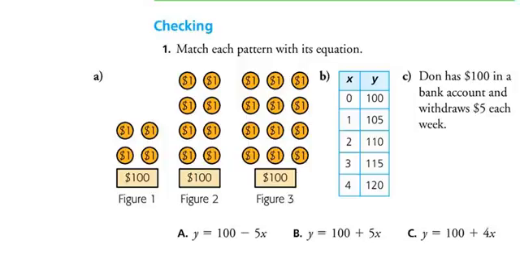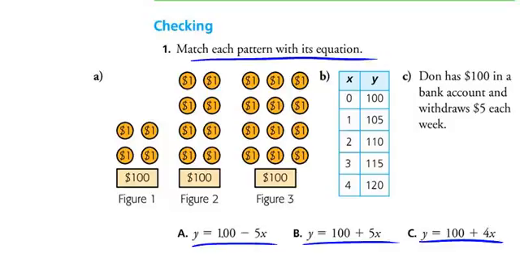Okay, so let's take a look at some of these homework questions. First it says match each pattern with its equations. So we've got three equations down here. They all seem to have a constant of 100. Some have a positive rate of change, and this one has a negative rate of change. So let's see what happens.